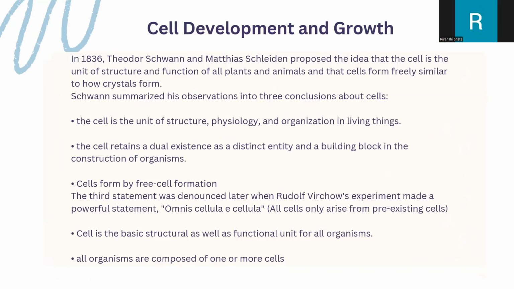Now we will learn about cell development and growth, and how many scientists researched it. In 1836, Schwann and Schleiden proposed the idea that the cell is the unit of structure and function for all plants and animals, and that cells form freely, similar to how crystals form. Then Schwann, after observation, concluded that the cell is the unit of structure, physiology, and organization in living things.